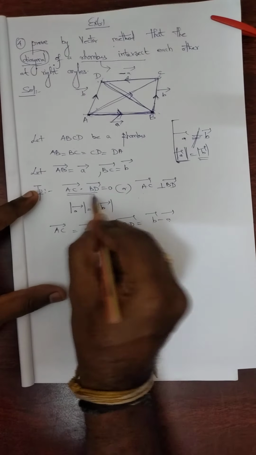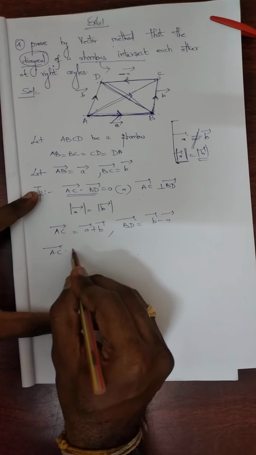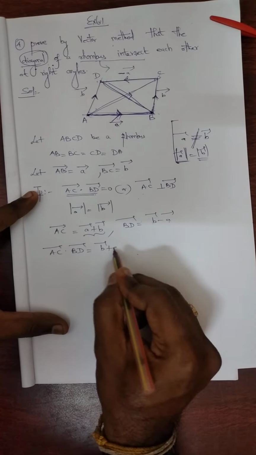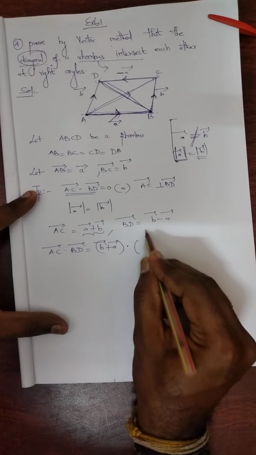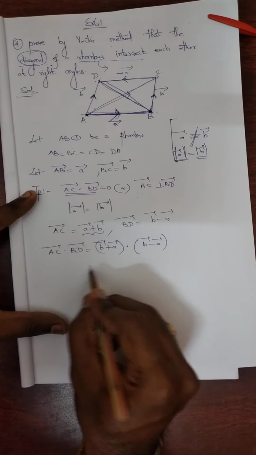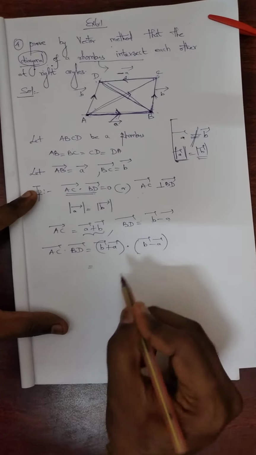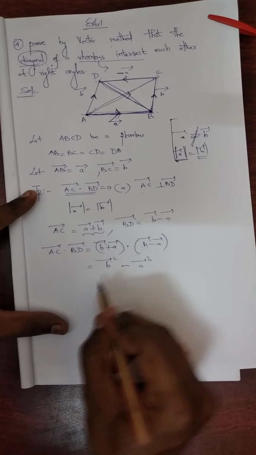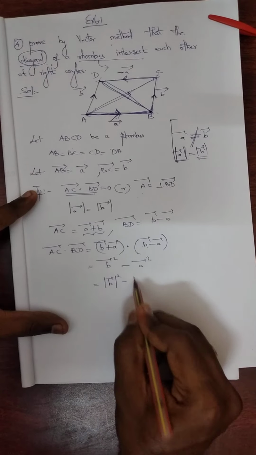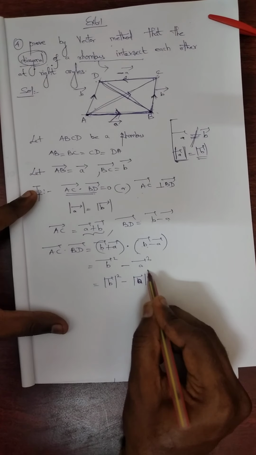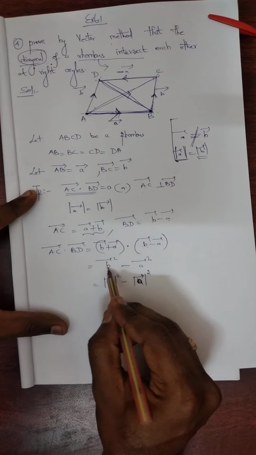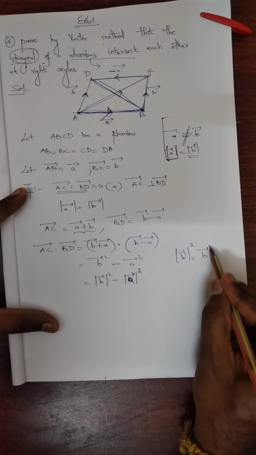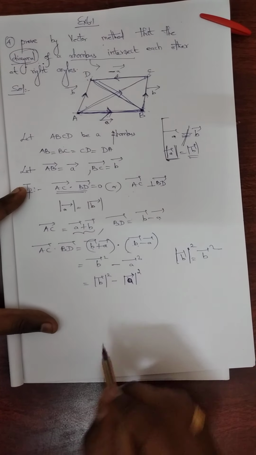So I want to show AC vector dot BD vector. AC vector dot BD vector is equal to A vector plus B vector dot B vector minus A vector. We know B vector dot B vector is B vector square, minus A vector square. You can write modulus of B vector the whole square minus modulus of A vector the whole square. This I told you in the previous class itself.